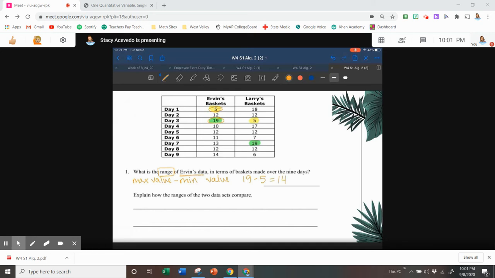And explain how the ranges of the two data sets compare. So what's the same, what's different in regards to their ranges? Well, both Ervin and Larry have the same range. They both go from 5 to 19, and their range is 14.